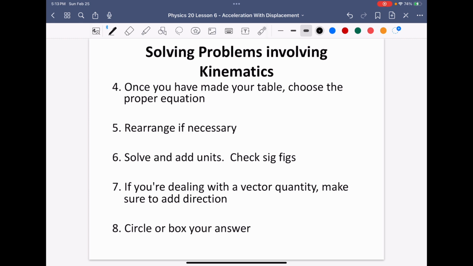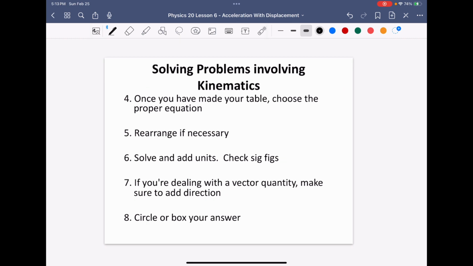If you're dealing with a vector quantity, make sure you add direction, aka the positive or negative, or up or down, whatever you want. And then lastly, circle or box your answer just to make sure it's all obvious for us. So they've listed out about 8 steps, but realistically, I think we can condense this down into maybe 2 to 3 steps just so we can see it all together.